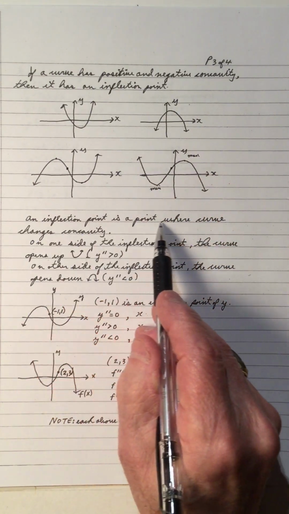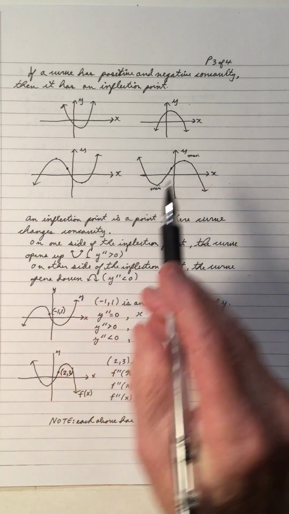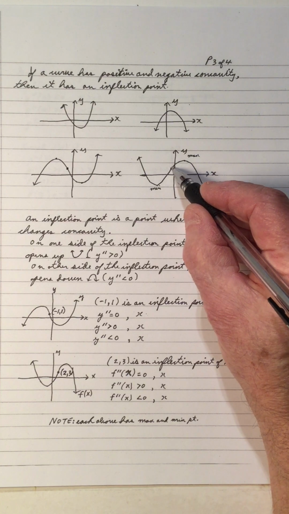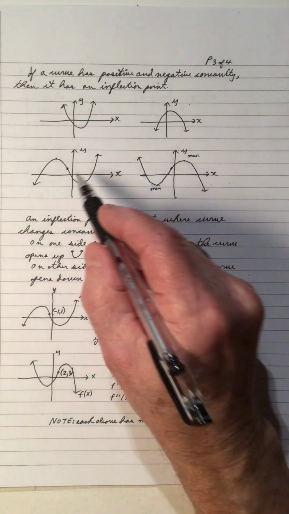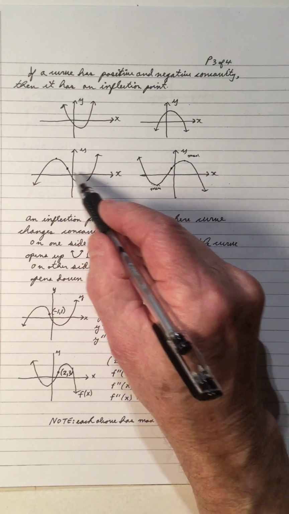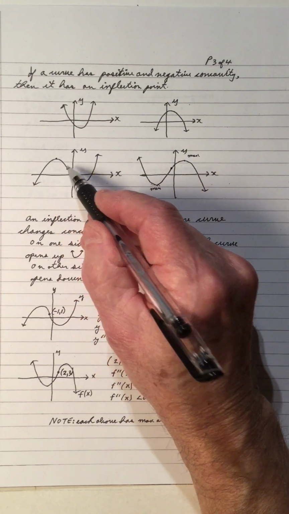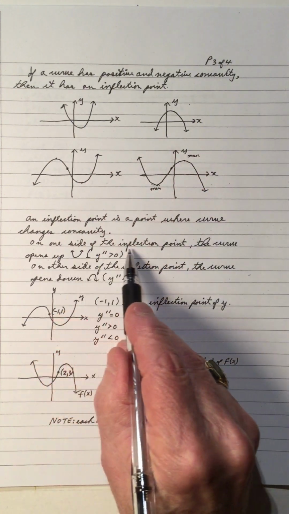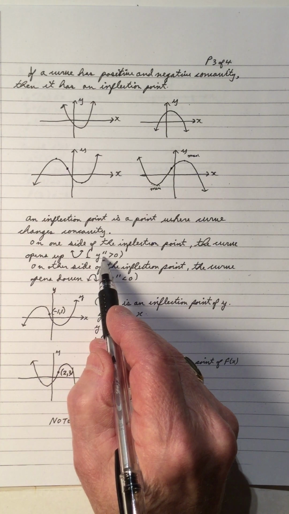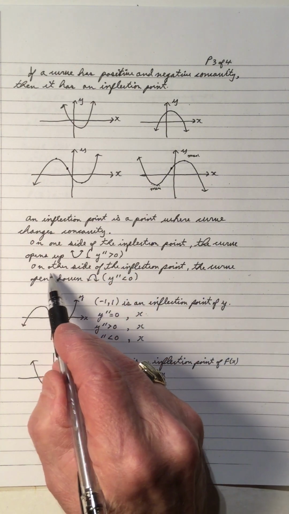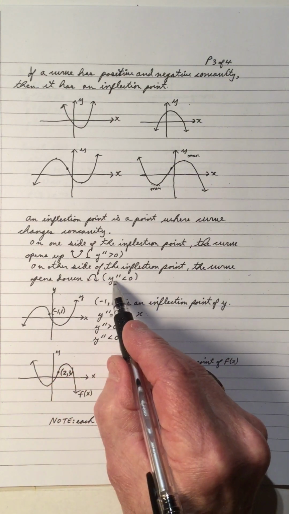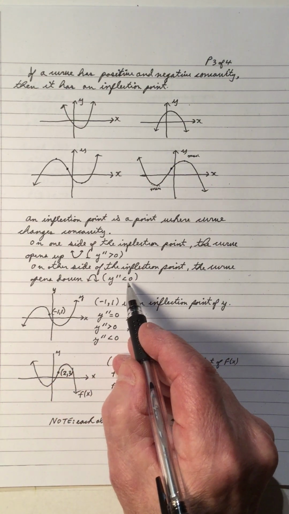An inflection point is a point where the curve changes concavity. So right here, the curve changes concavity from negative over here to positive. Or right here, it changes from a positive concavity to a negative concavity at this point. On one side of the inflection point, the curve opens up. That's where y double prime is greater than 0. On the other side of the inflection point, the curve opens down. That means that y double prime is less than 0.